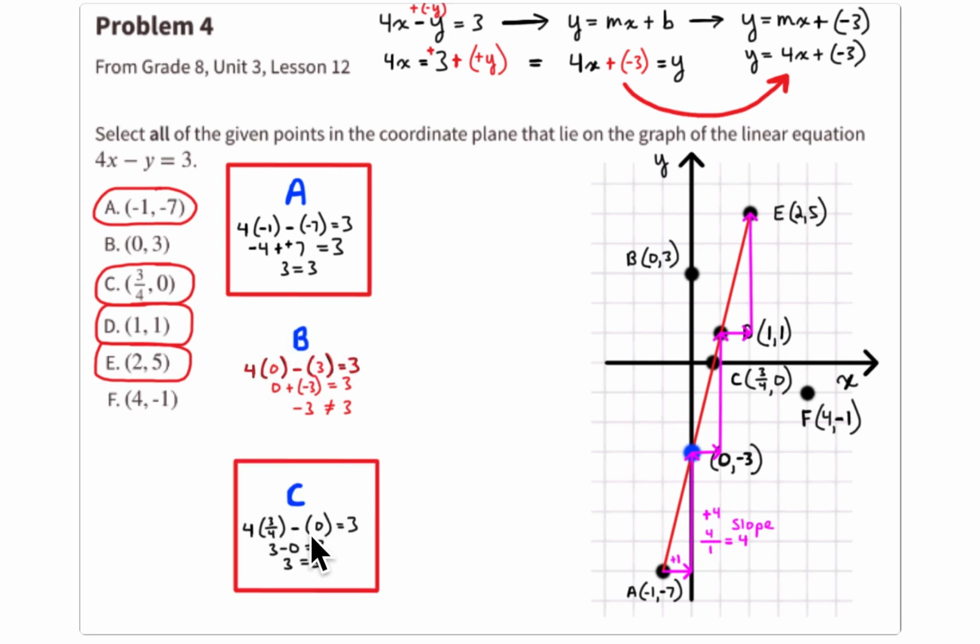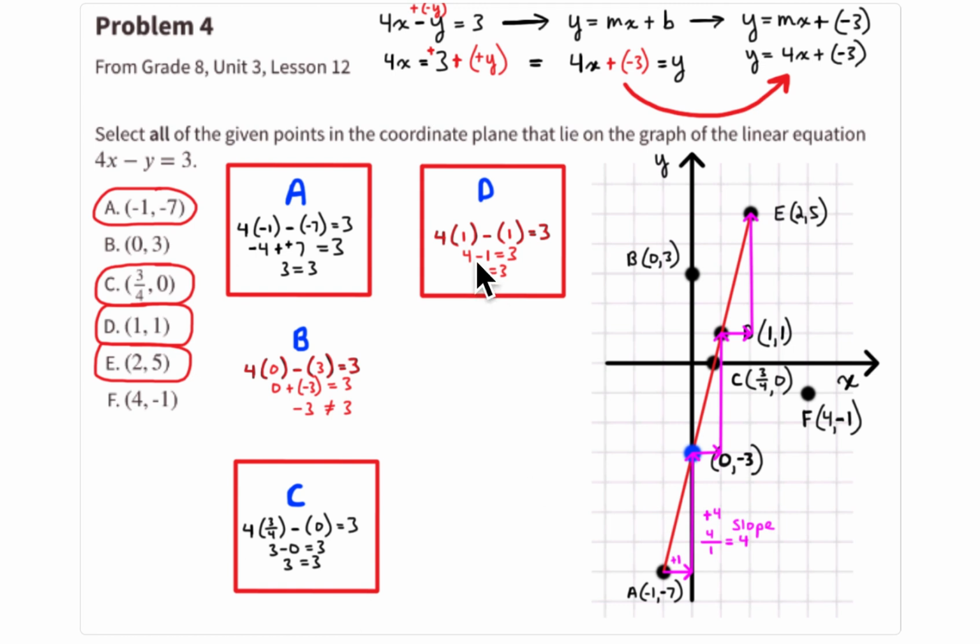C, 4 times 3/4. So x is equal to 3/4, y is equal to 0. So 4 times 3/4 minus 0, so y is 0. So 4 times 3/4 is 3. These 4's cancel out. You're left with the 3. 4 times 3/4 is 3 minus 0. Well, 3 minus 0 is 3. So 3 equals 3. So C works.